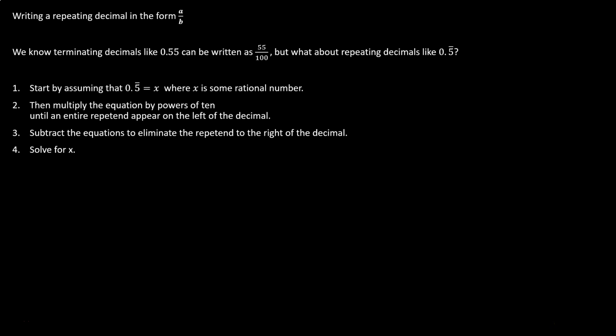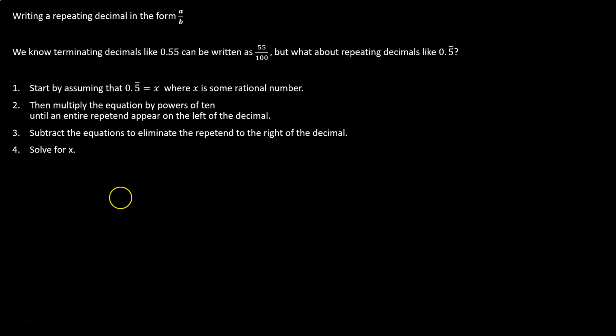When we looked at terminating decimals like 0.55, we could easily write that as a fraction. Just in the name of how we say that number, 55 hundredths, we know it's 55 over 100. But what about a decimal like 0.5 repeating? We saw examples where fractions turned into these repeating decimals, so it would make sense that we should be able to take some of these repeating decimals and turn them back into fractions.